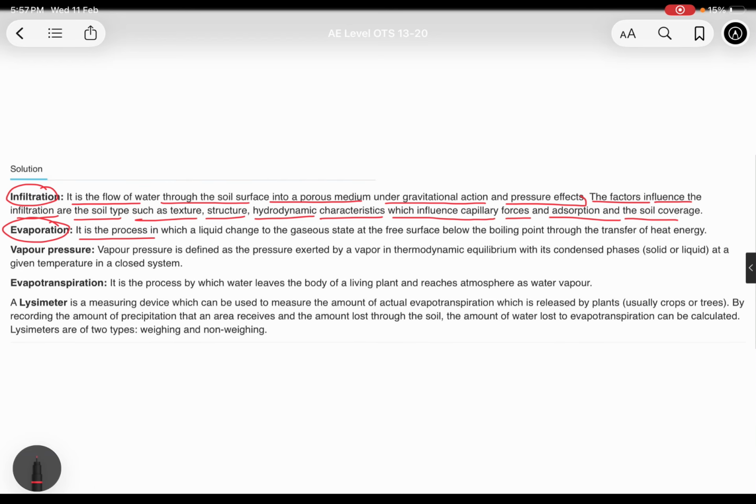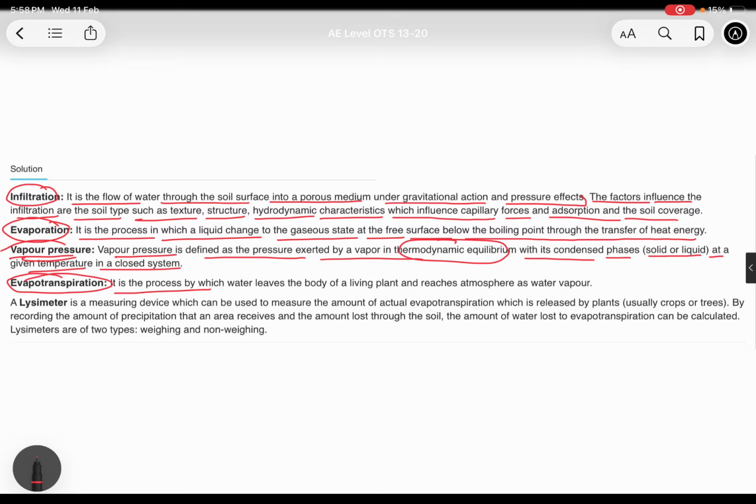Evaporation is the process in which a liquid changes to the gaseous state at the free surface below the boiling point through the transfer of heat energy. Vapor pressure is defined as the pressure exerted by the vapor in thermodynamic equilibrium with its condensed phase, solid or liquid, at a given temperature in a closed system.